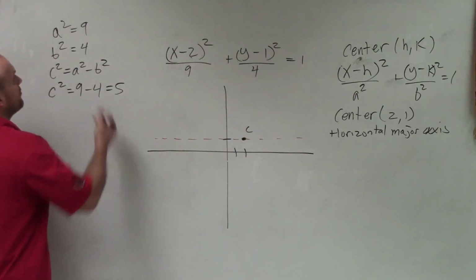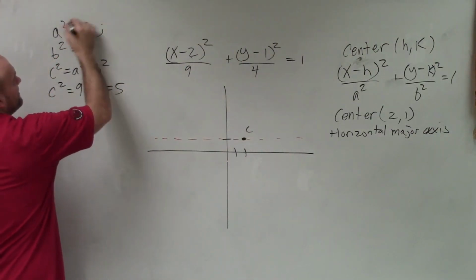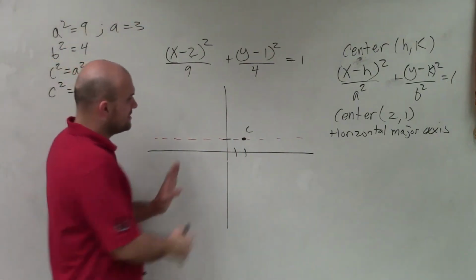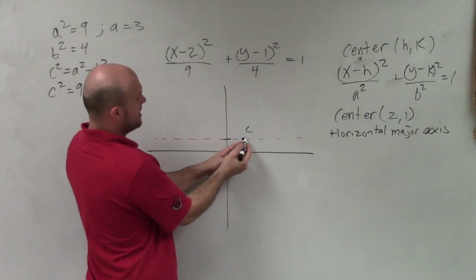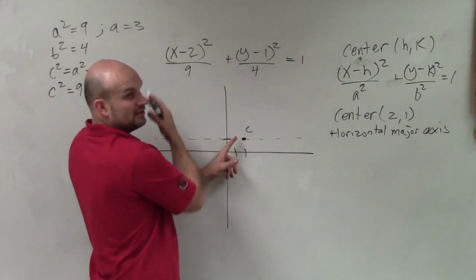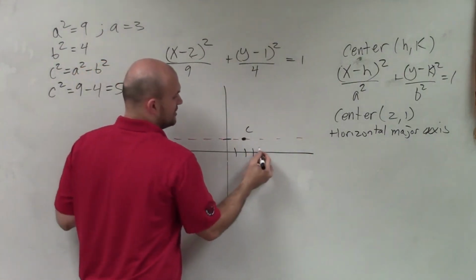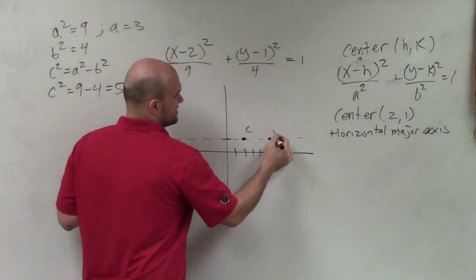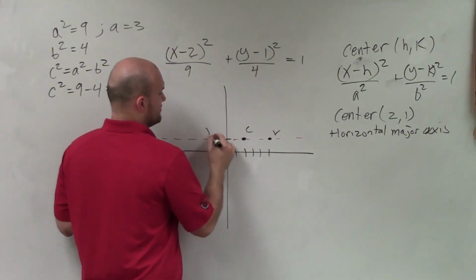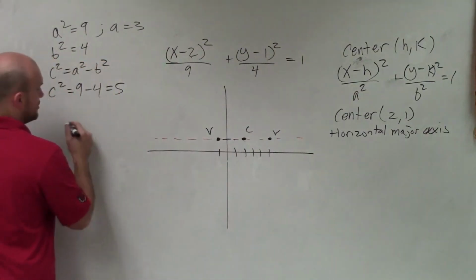So again, let's figure out what a is. So if a squared is 9, we can say a equals 3 as I take the square root of both sides. So if my center is at 2, 1, I just need to go 3 units to the right to find one vertex and 3 units to the left to find the other vertex. So I'll go 1, 2, 3. That's vertex 1. And then to the left, 1, 2, 3. That's vertex 2. So let's go ahead and write these down.